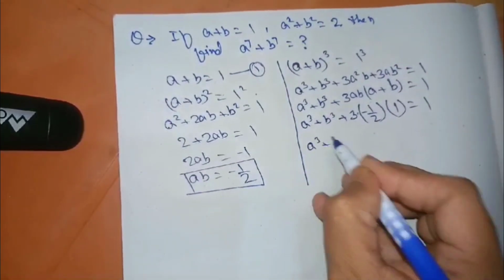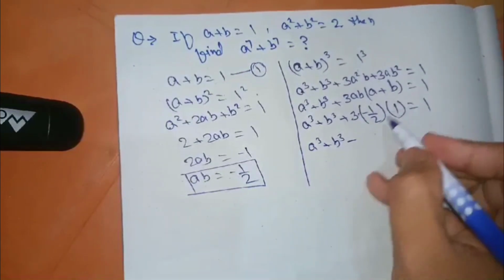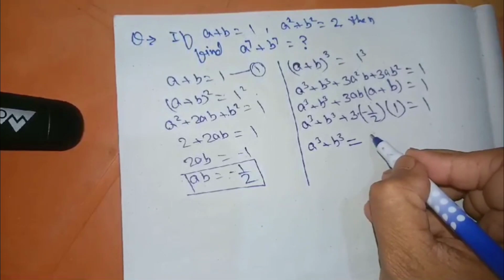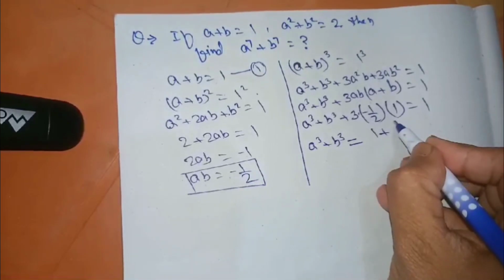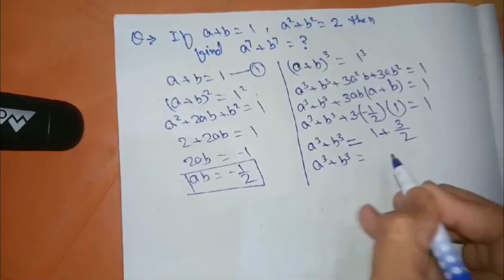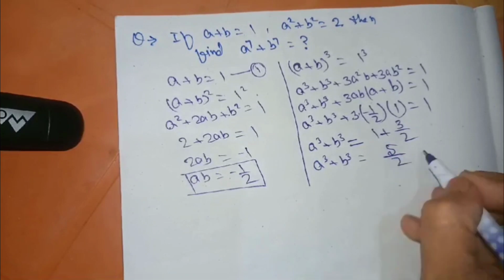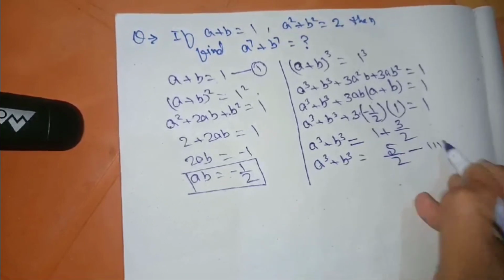So a cube plus b cube, and minus 3 by 2 goes to the other side, so it will be with a positive sign, so 1 plus 3 by 2. So a cube plus b cube equal to 5 by 2. Let us assume this is equation number 3.